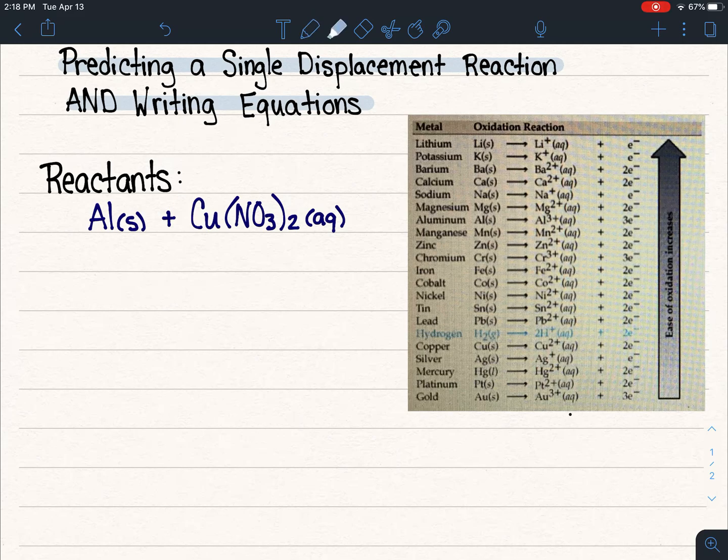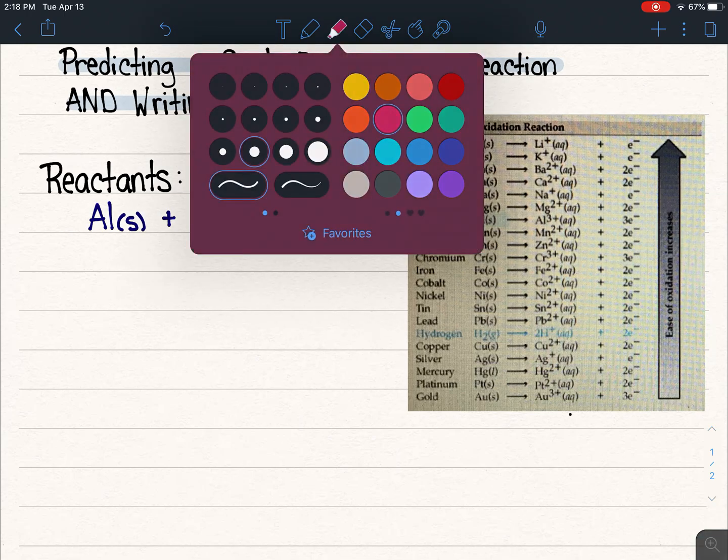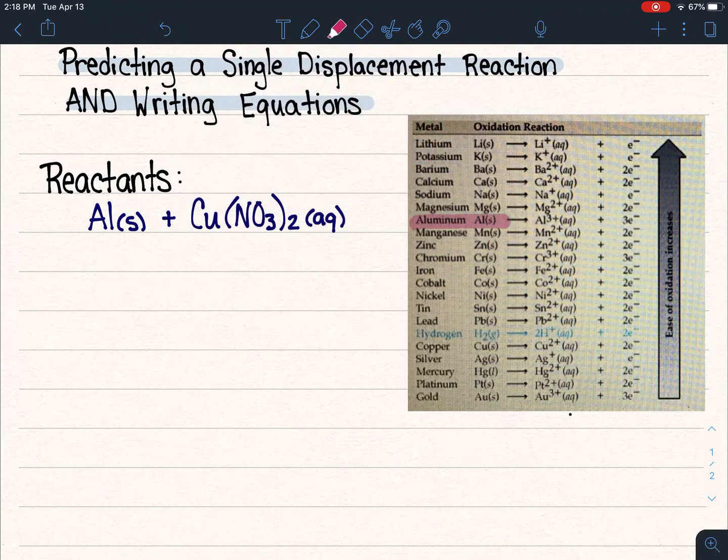If the solid, which was aluminum, is higher on the activity series than the metal that's in the solution, which in this case would be copper, then the reaction is predicted to occur, and a swapping of those metals should actually be what you see.